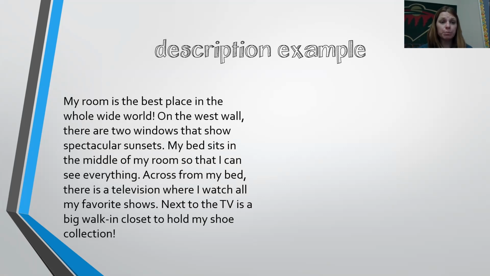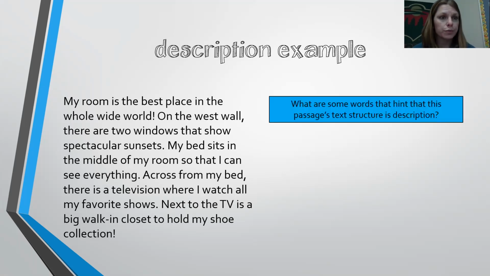My room is the best place in the whole wide world. On the west wall, there are two windows that show spectacular sunsets. My bed sits in the middle of my room so that I can see everything. Across from my bed, there is a television where I watch all my favorite shows. Next to the TV is a big walk-in closet to hold my shoe collection.